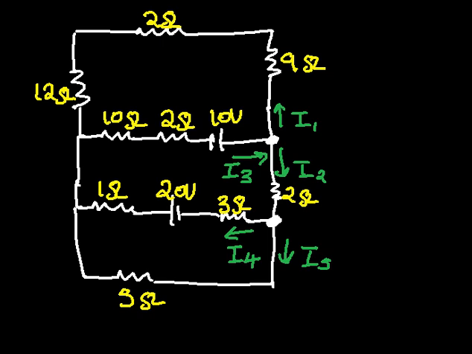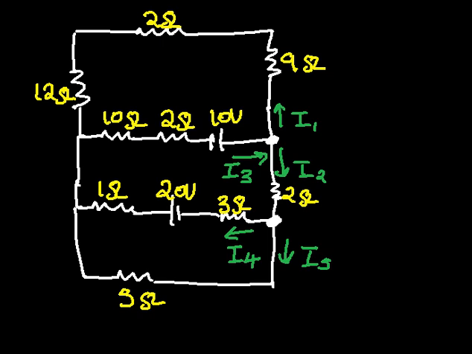And I4 is the current flowing in this branch, which means across here, here, here, that is the same current flow. Likewise, I5 is the current flowing in this part of the circuit. So across here, here, here, here, here, that is the same current flow, that is I5.